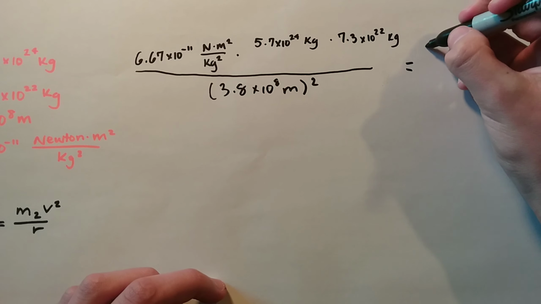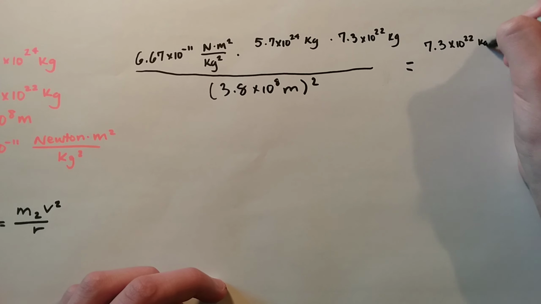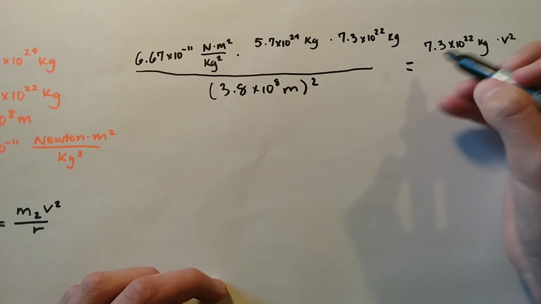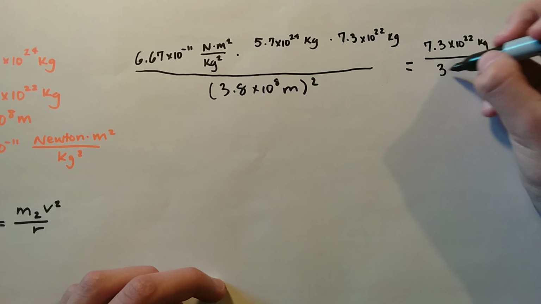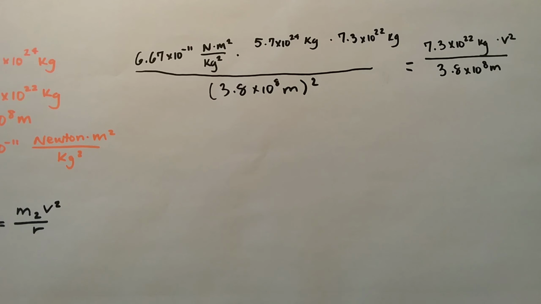6.67 times 10 to the negative 11 Newton times meter squared over kilogram squared times 5.7 times 10 to the 24 kilograms times 7.3 times 10 to the 22 kilograms all over the quantity 3.8 times 10 to the 8 meters squared is equal to 7.3 times 10 to the 22 kilograms times v squared over 3.8 times 10 to the 8 meters.